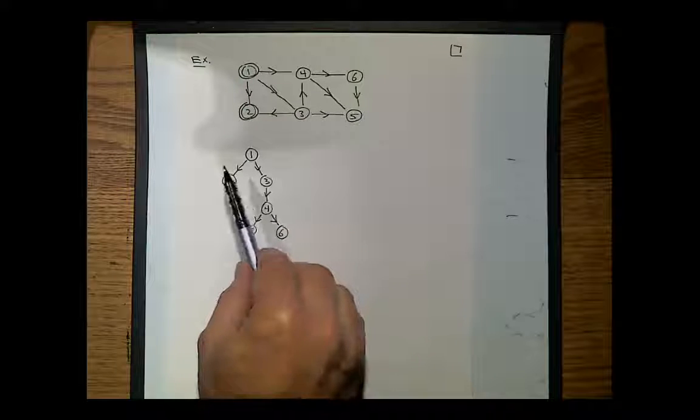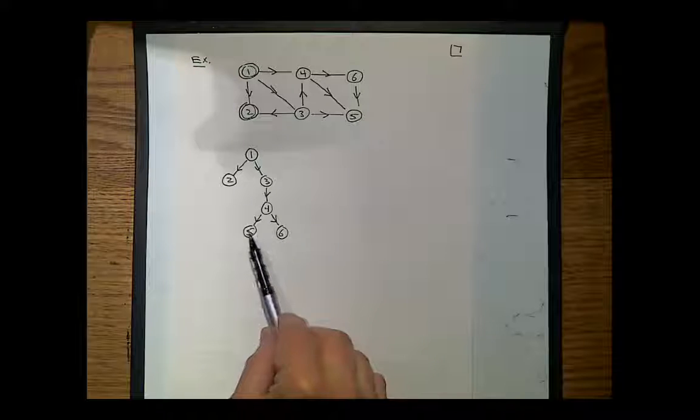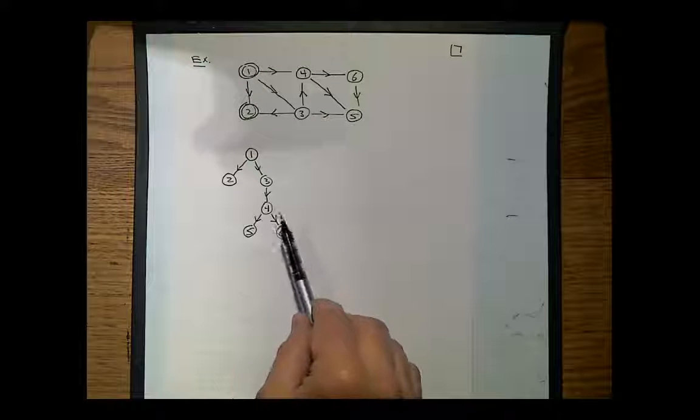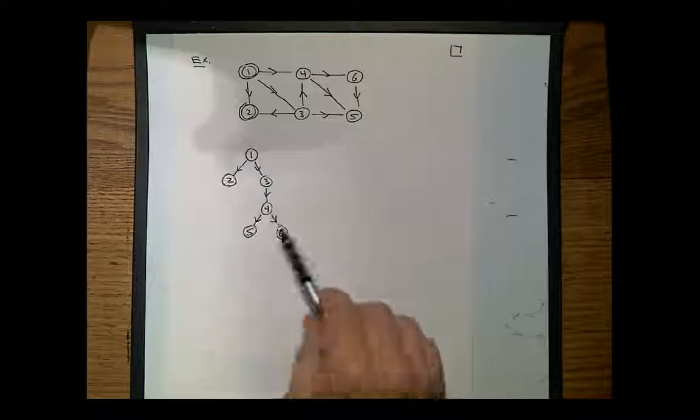Discover, discover, finish, return. Discover, discover, discover, finish, return. Discover, finish, finish, finish, finish. So I can get all the finish times and discover times too, just by rerunning it over this tree. The DFS forest happens to have 1 tree in it.